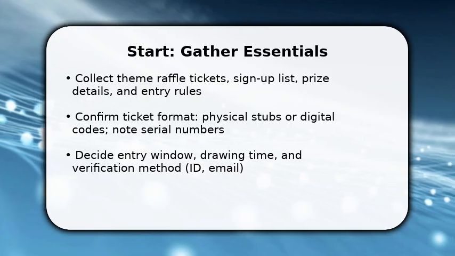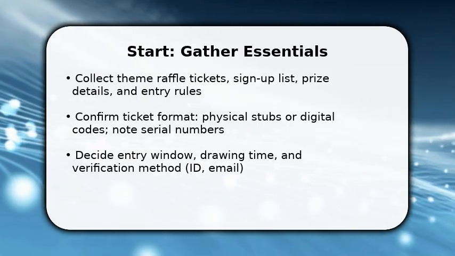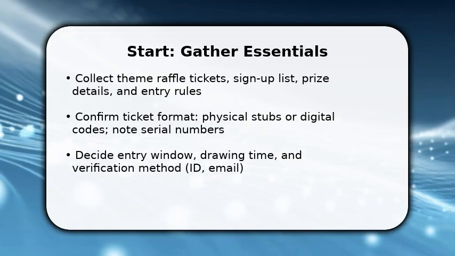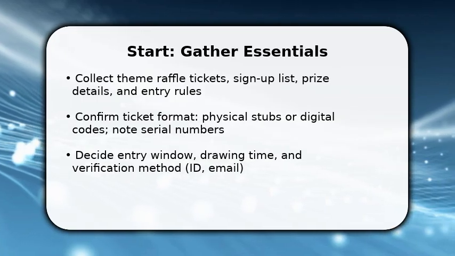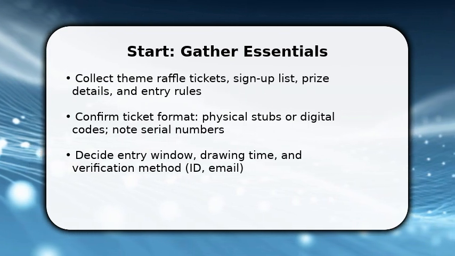Once done, align prize details and entry rules with the ticket layout and set the entry window and drawing time. Make sure to record serial numbers or code ranges for auditability. You do this to prevent disputes and to streamline later steps. Starting precise saves time during the draw.